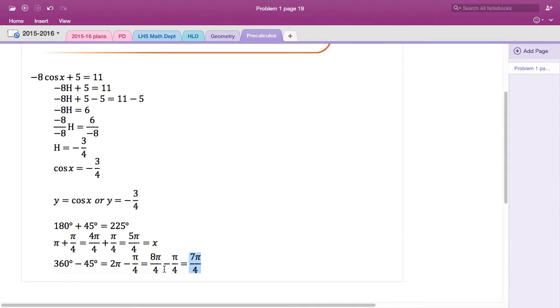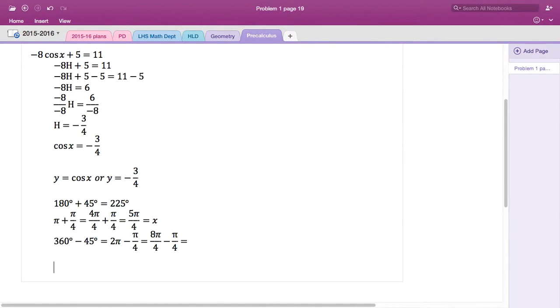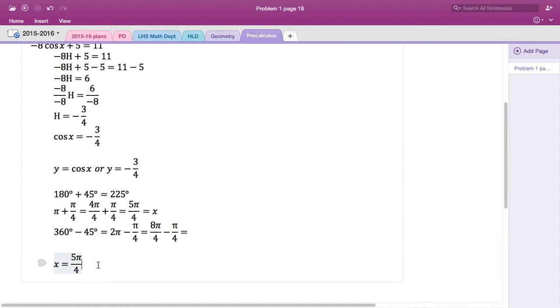fourth. So we have two solutions. So x equals what? This guy, or 7 pi fourth. Okay?